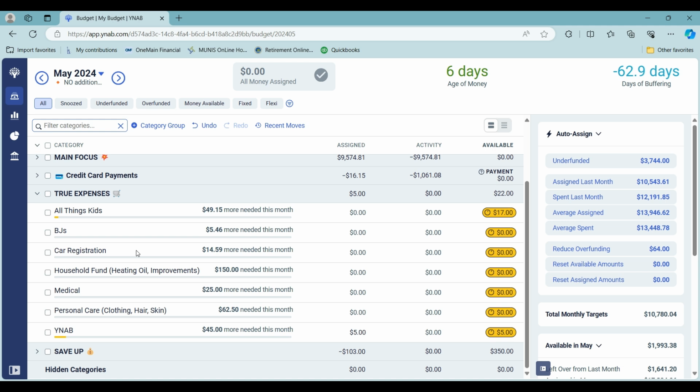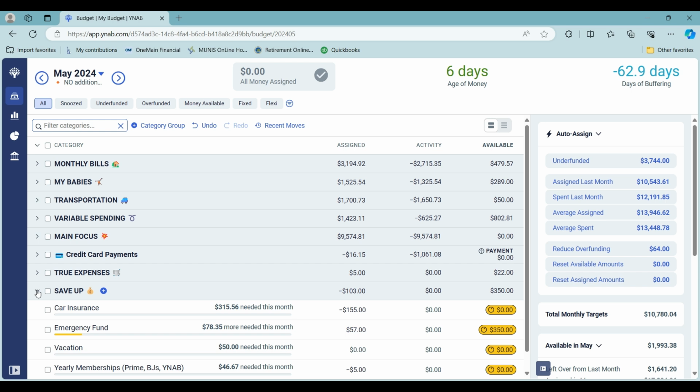Lately I've spent a lot of money at the periodontist. We don't know what the insurance is going to do just yet, so I need a medical fund. Personal care is anything for myself, to pamper myself, to treat myself. YNAB is for my annual YNAB subscription. I want to sign up for the yearly subscription, but I need to save for it first. There may be more things coming in this category, but they're not there just yet. So that's for the true expenses.